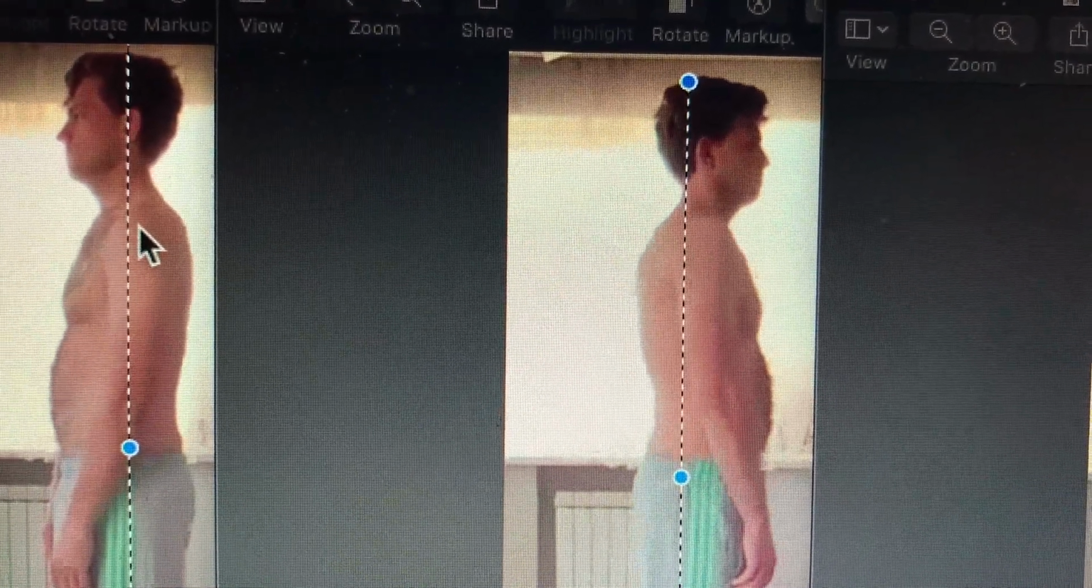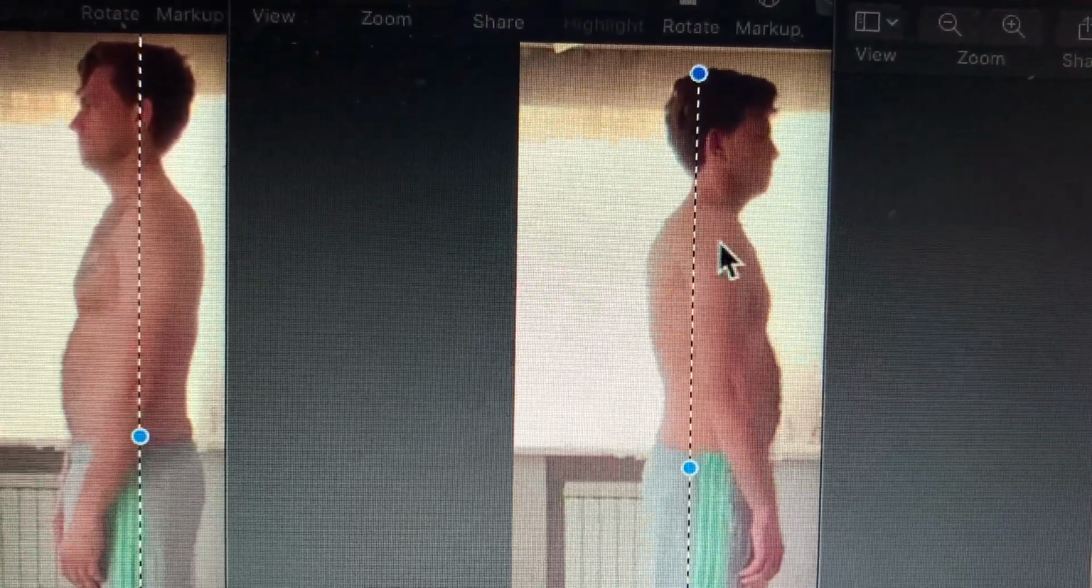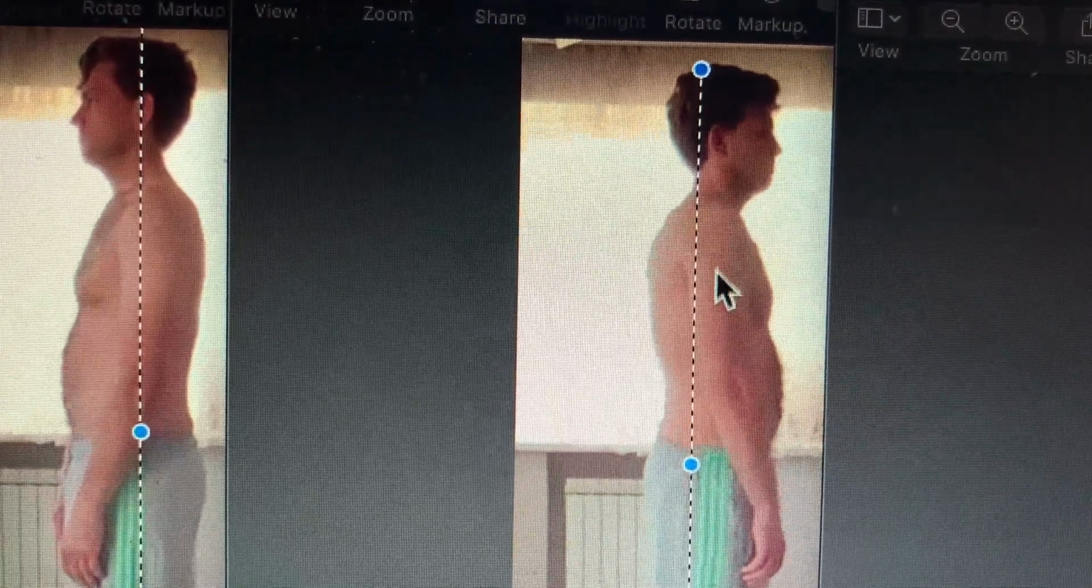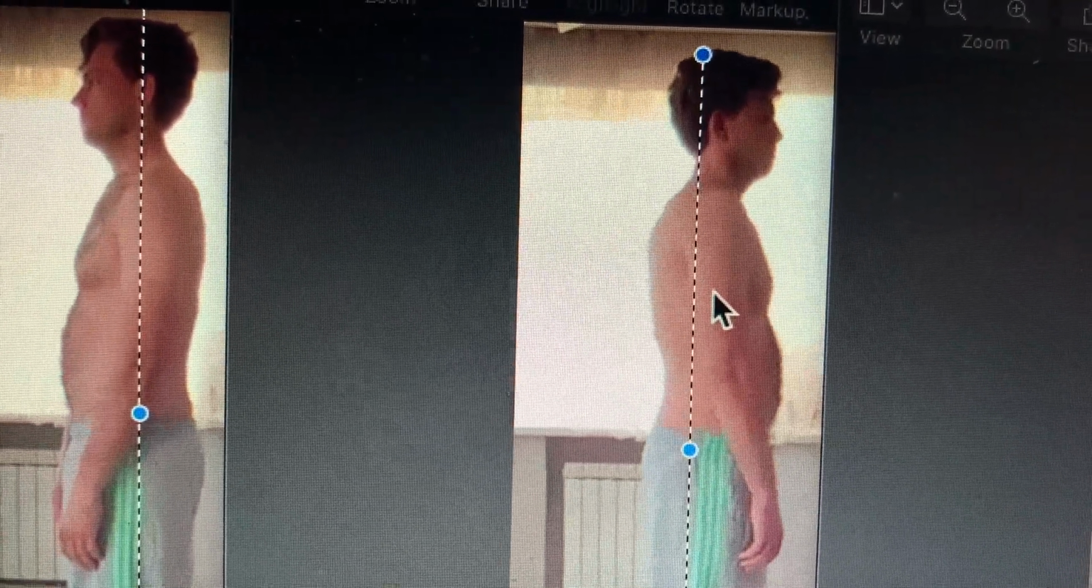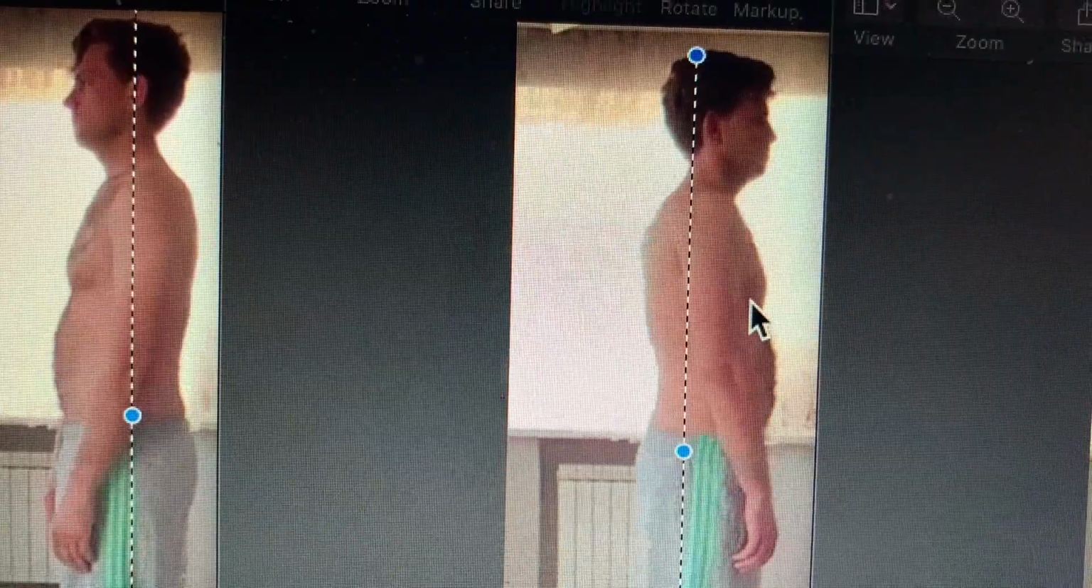You can see the center mass of the shoulder is on the line here. Center mass of the shoulder is in front of the line. The line runs down his arm here, but over here, the line is behind his arm. So his arm is in front of the line.